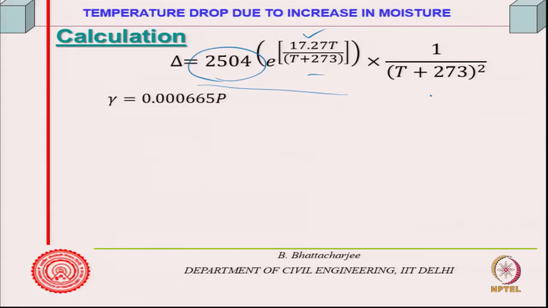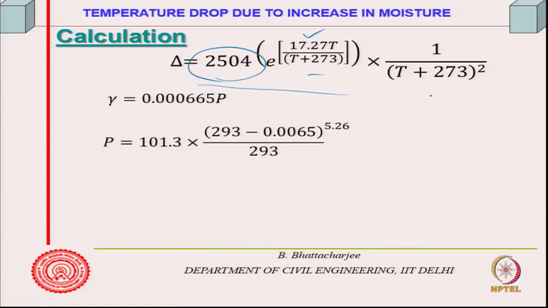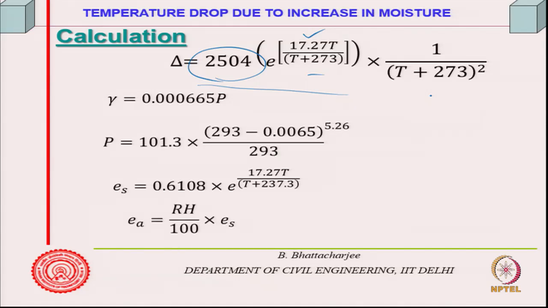665. This is an empirical equation obtained from the psychrometric chart, and P is given by this formula. So, one can obtain this. ES one can obtain at 2 meter height, using this sort of an empirical formula, not easy to remember. And EA, at that particular 2 meter height, what is the actual vapor pressure, that you can find out, because RH by 100, that is in percentage, so it will be a fraction.